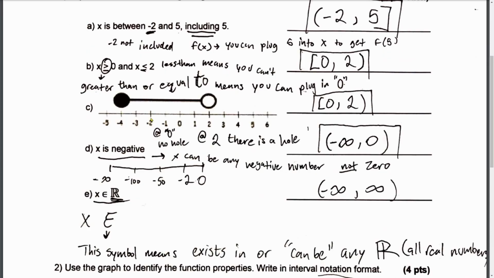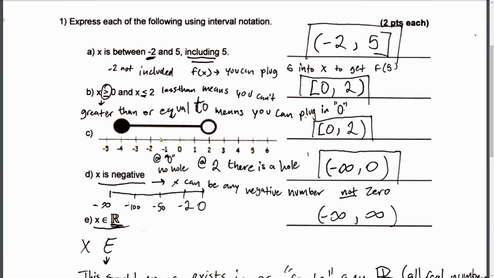So here we have a number line. As you can see, on x equals negative 4, this point is filled in, which means you can include negative 4. And you don't see a hole until you get to x equals 2, so that means you cannot include 2. So your interval here would be from negative 4 to 2, so you would use the bracket for negative 4, and a parentheses for 2.